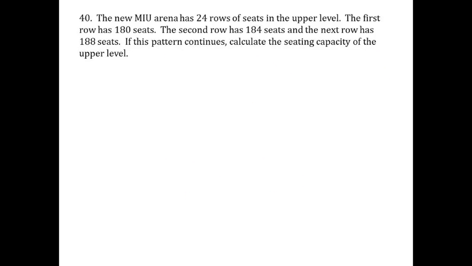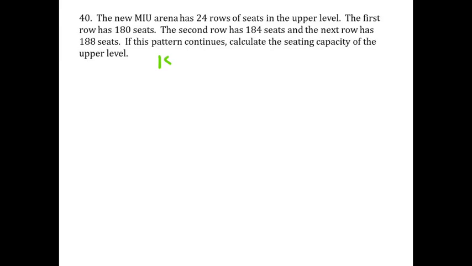In the next one, question 40, the new MIU Arena has 24 rows of seats in the upper level. The first row has 180 seats, the second row has 184 seats, and the next row has 188. If this pattern continues, calculate the seating capacity of the upper level.